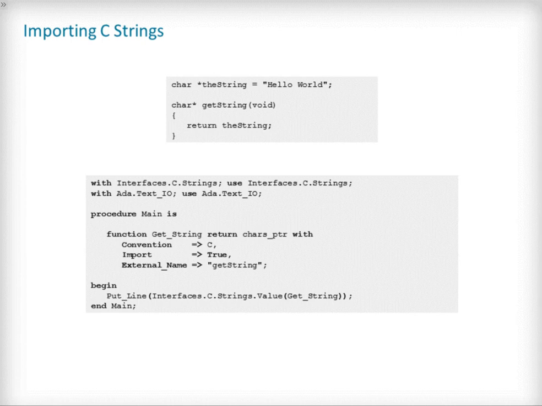In this example, we see a snippet of C code declaring a function that returns a pointer to the string Hello World. The Ada main program imports the C function as an Ada entity called getString. The Ada main program then goes on to use features of the Interfaces.C.Strings package to convert the string pointer into a suitable Ada access type, and subsequently accesses the target object as an Ada string. The Ada string is then suitable for input into the Ada.Text_IO Put_Line subprogram, which will produce the program's output of the string Hello World.